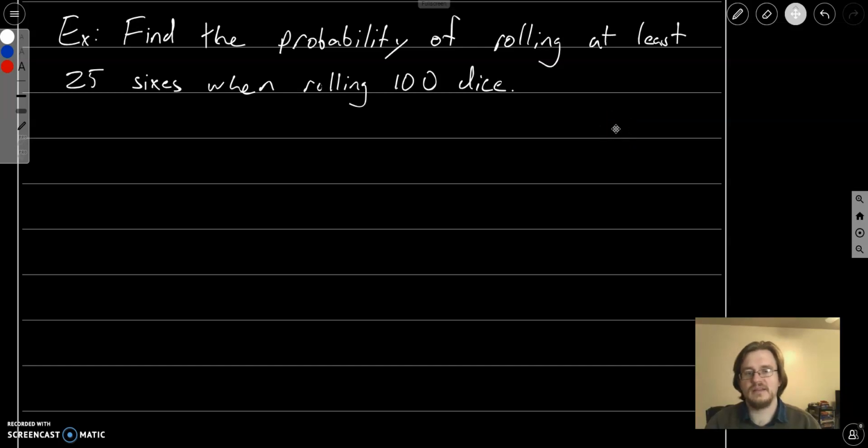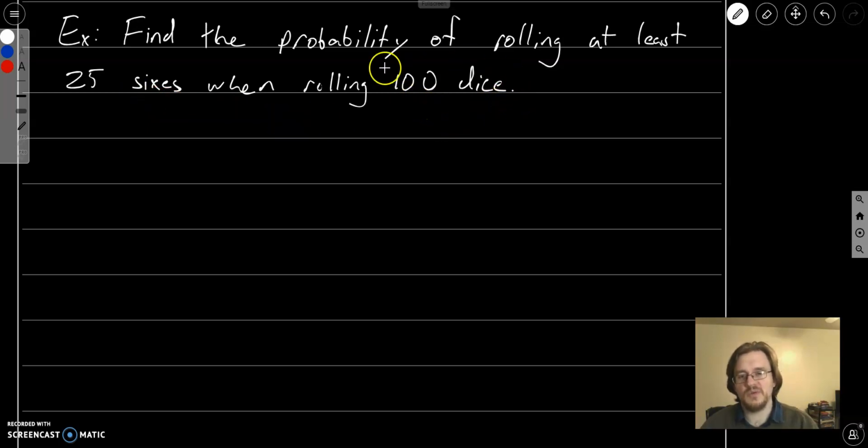Hello and welcome back. Let's look at one final example on the normal approximation to a binomial distribution. Here we're going to find the probability of rolling at least 25 sixes when rolling 100 dice.